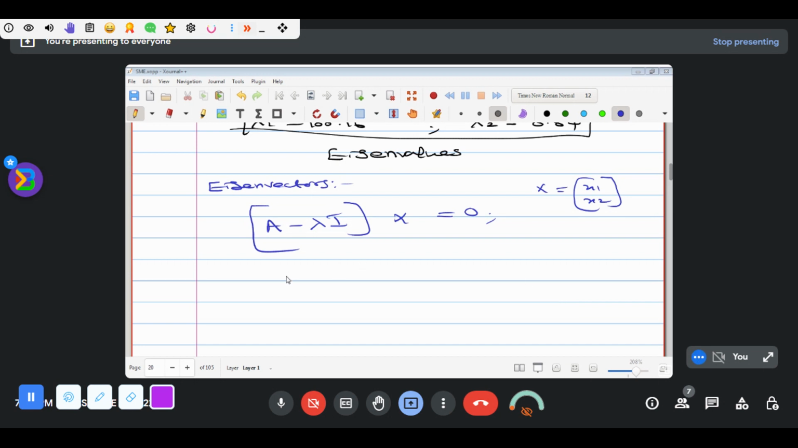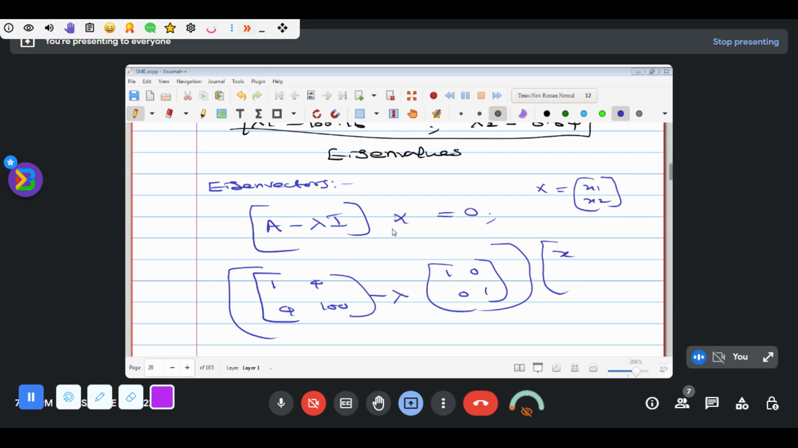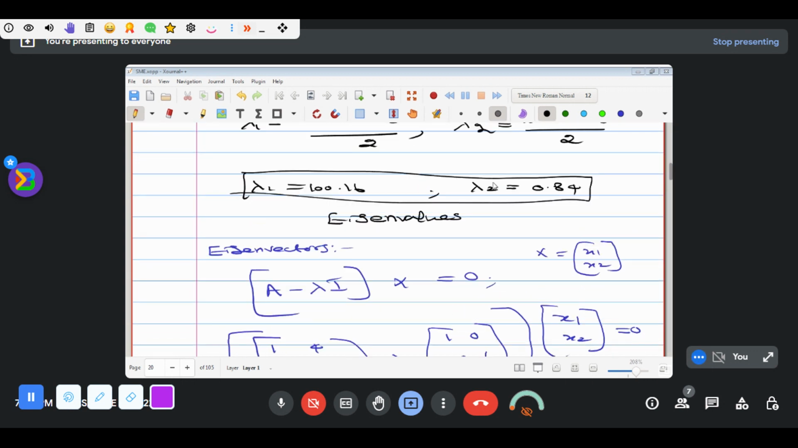What are the values of A? Just form the matrix and complete it. A matrix is 1, 4, 4, 100. Minus lambda into the 2 by 2 identity matrix, 1, 0, 0, 1, into x1, x2 equals 0. I am marking this equation with a star because there are two cases, lambda 1 and lambda 2. Therefore separately I want to find the two eigenvectors. For a 2 by 2 matrix there are two eigenvectors.